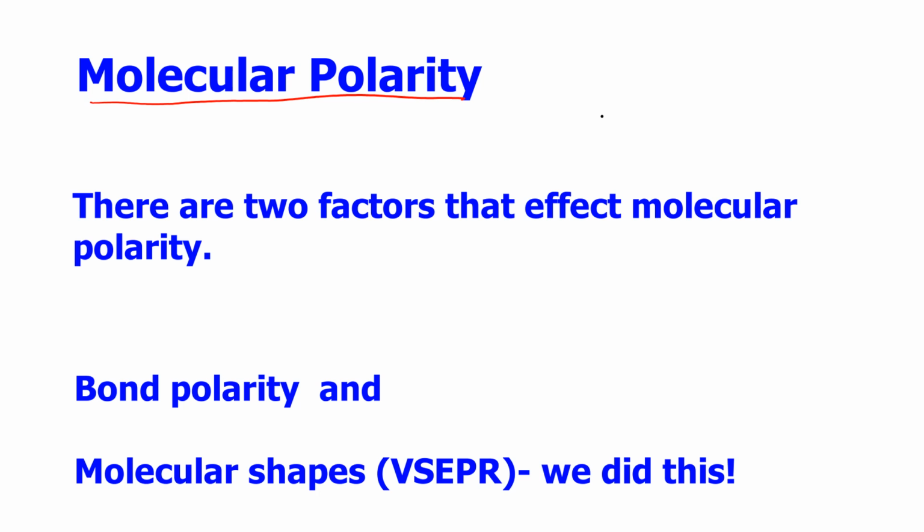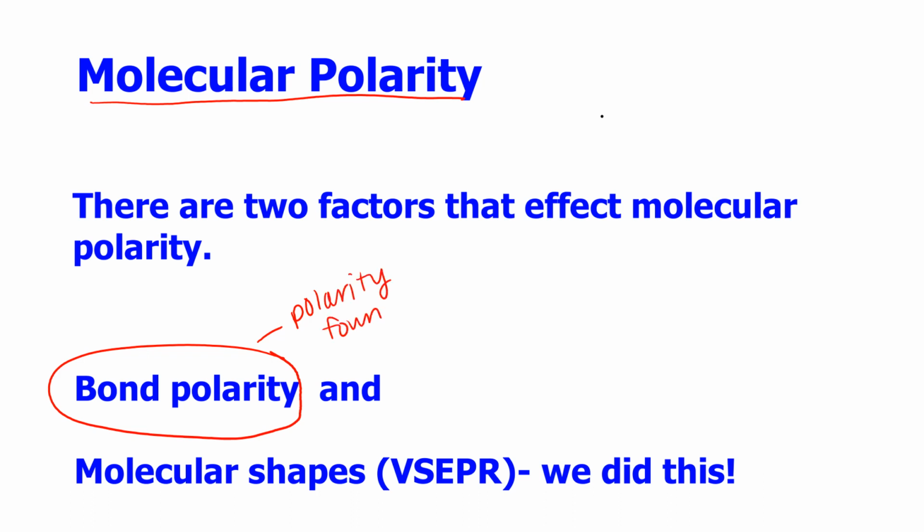And so to start us off, there are two factors that affect molecular polarity. The first thing is going to be this idea of bond polarity. So that's pretty self-explanatory, but really what it's looking at is the polarity found within individual bonds. And the second thing that we're going to be looking at is the molecular shape, or the valence shell electron pair repulsion, which is what we covered in the last video.